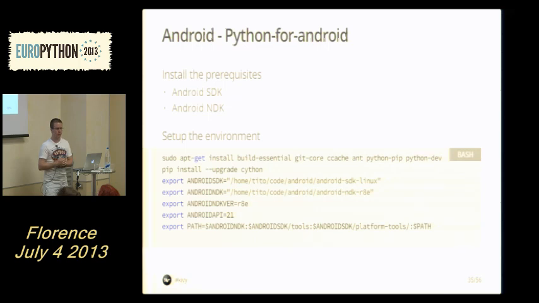It's not easy to install Python for Android. It means you need to install all the SDK and NDK. You need to have build tools available for it. You need to have a good Python version. And you need to export a lot of variables, like where you put your SDK, NDK, what API you want to use, what NDK version you are using. And you also need to have the Android tools in your path.